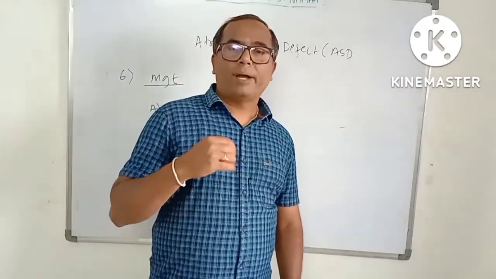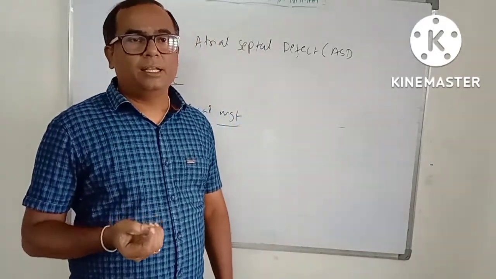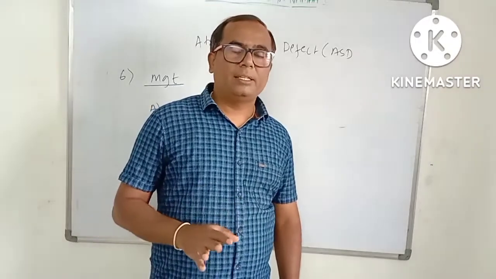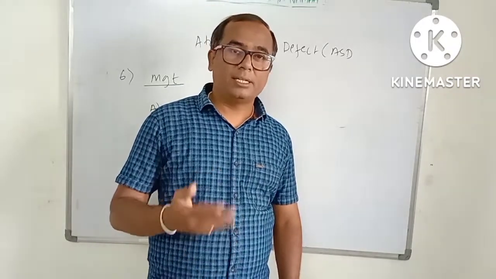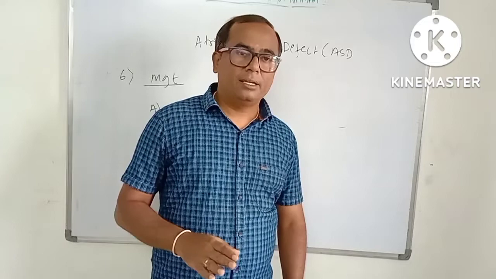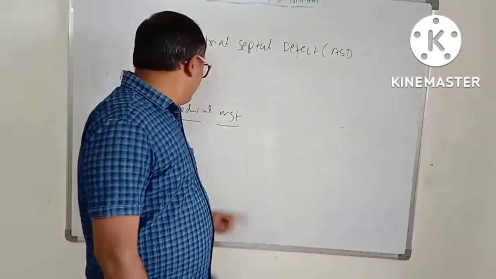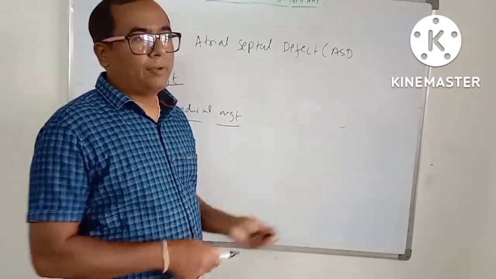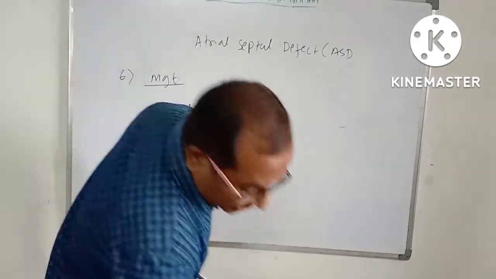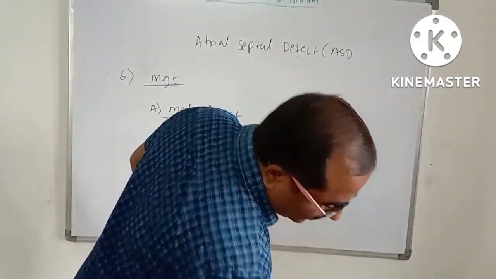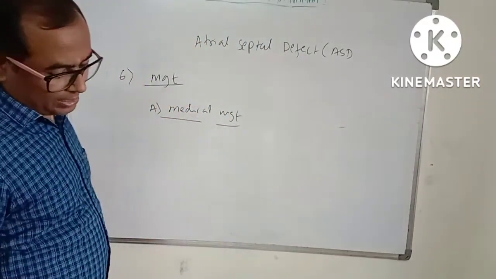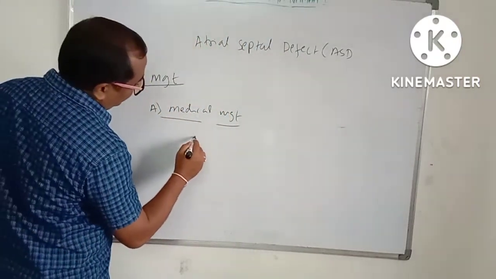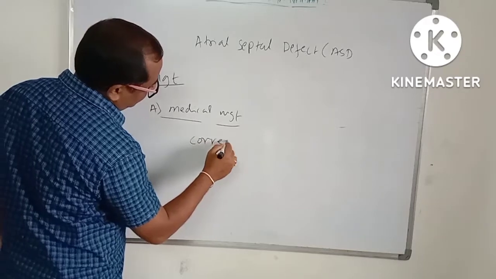For mild ASD, a wait and watch treatment is there. Nothing more, no surgery or anything, is given. Wait and watch. If the defect is more, then we can have a treatment for that. So now what else will be there, that we will see. First one is correction of anemia.